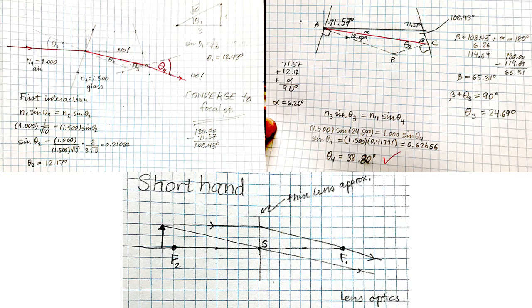Now here's what we got to do. 71.57 plus 12.17 plus this guy up here, I'll call it alpha. They have to add up to 90. These three angles, 12.17, mystery angle alpha, and 71.57, those have to add up to 90. So alpha is, verify me on this, 6.26. Anybody verify?